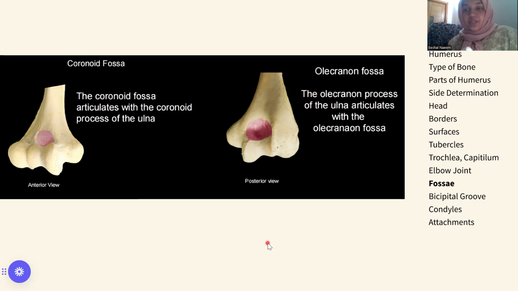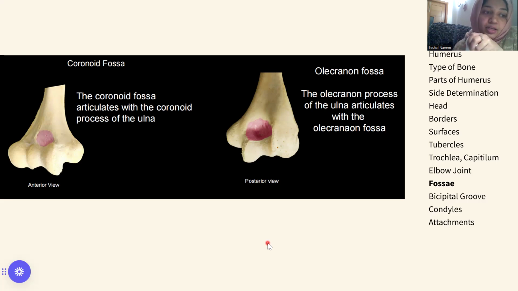I don't remember now. The ulna has this bird-shaped notch that sort of goes like this. So one part of the ulna will articulate with the coronoid fossa on the anterior side, and one part of it will articulate with the olecranon fossa on the posterior side. So both of these give joint-like attachments to the ulna, right? So these are the fossas that are present on the distal end of the humerus. The coronoid fossa is located anteriorly and medially, accommodating the coronoid process of the ulna during flexion.